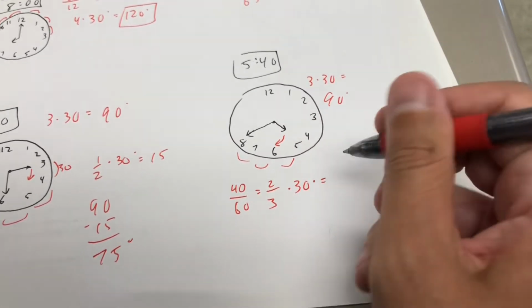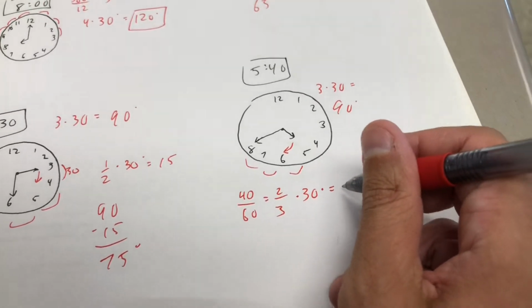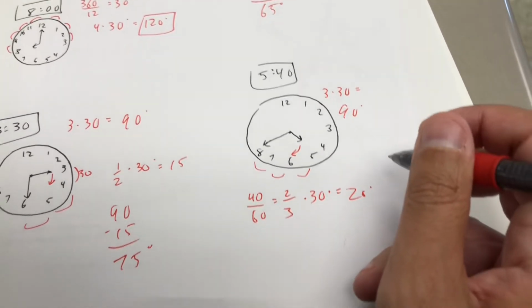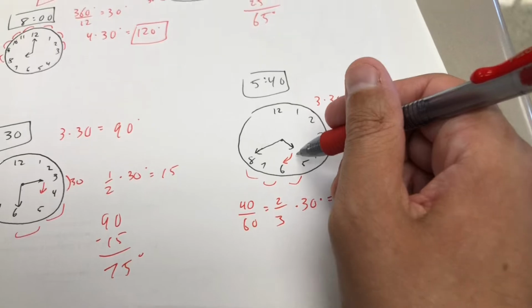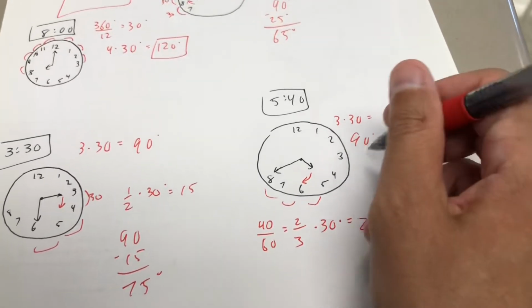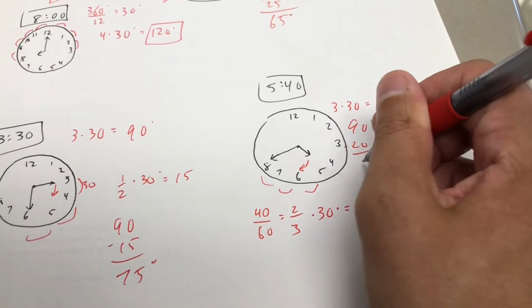It's moved 2/3 of 30 degrees, which is 20 degrees. So it has moved 20 degrees this direction. Once again, that's going to close out that angle. And we can subtract 20 from 90 and we end up getting 70, okay?